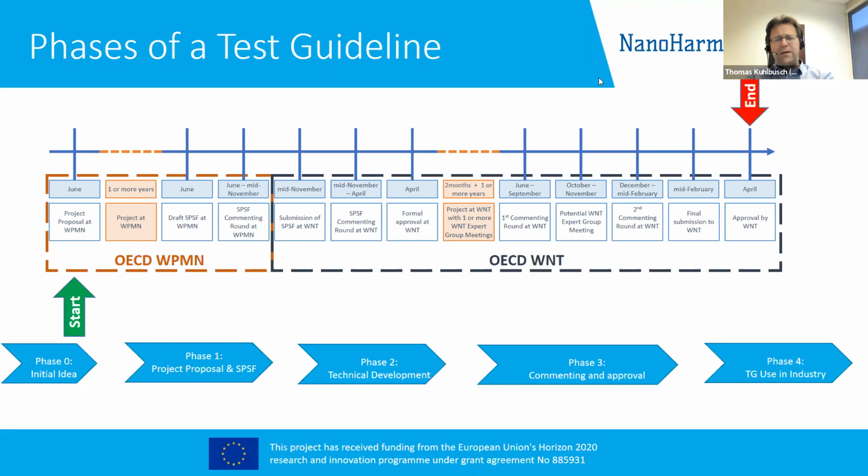And then we have a phase which is outside of the OECD process, which is the use phase: the use in industry, the use by CROs, where the test guideline or guidance document shall be applied or can be applied. Certainly some experience is gathered there, and we have to see what role this phase actually plays in our discussion on stakeholder involvement.